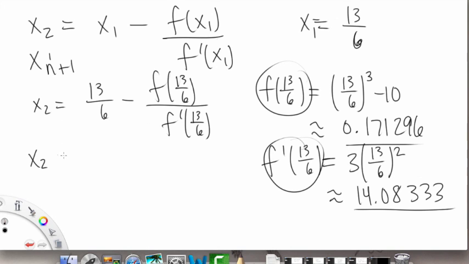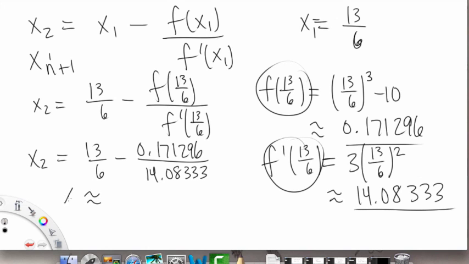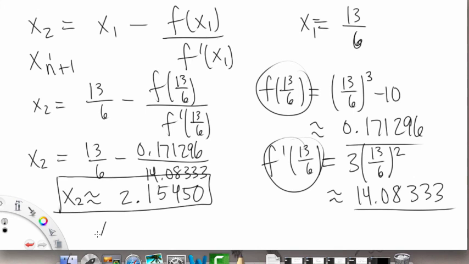So x sub 2 is going to be equal to 13 over 6, that is just in front, minus f of 13 over 6, which is now 0.171296, over f prime of 13 over 6, which is 14.08333. And this is about equal to 2.15450. That's basically it. That's the second part of our answer. And the first part, again, was 13 over 6, which is about equal to 2.1666.